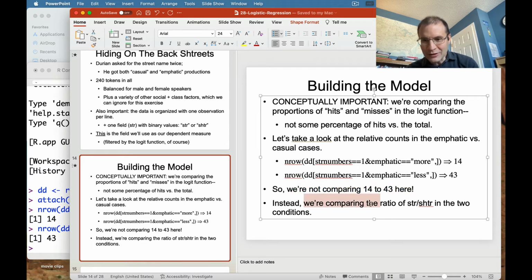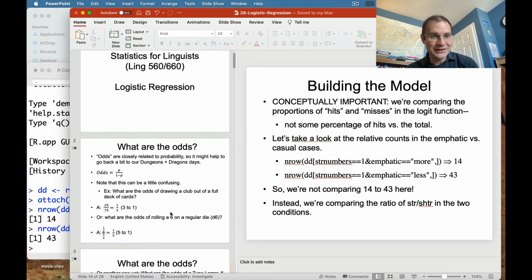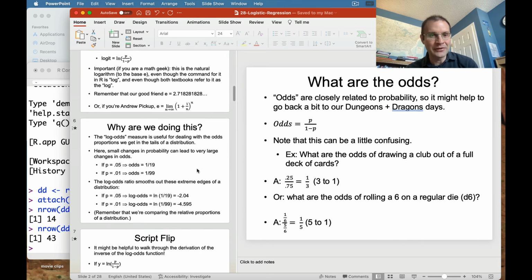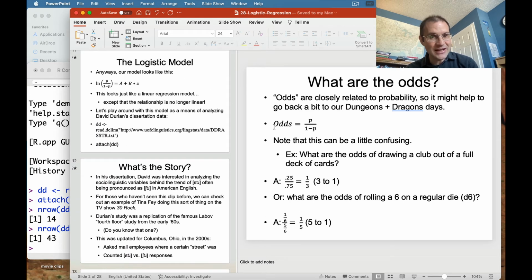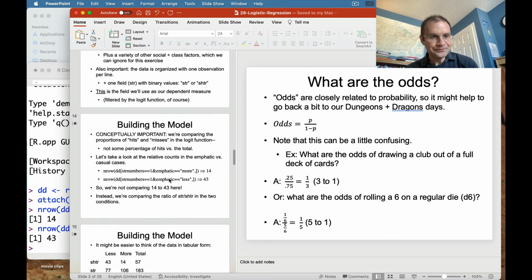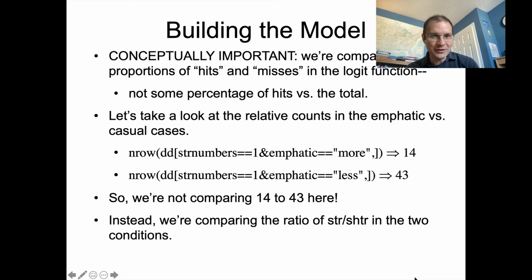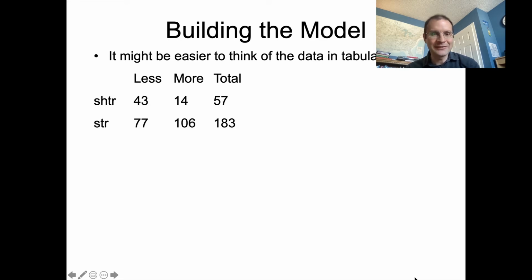Instead, we're comparing the ratio of stra to stra in the two conditions, which is why I went through this whole business at the beginning of this lecture about these odds ratios, right? That's the foundation of how the logistic regression model works. It's not percentages, it's not the P's, it's the odds, it's the ratio instead. Okay, I think I've talked about that enough. Let's take a look at how this model actually works. It might be easier to think of this in tabular form. Actually, I haven't talked about this enough, because this will hopefully make it totally clear.